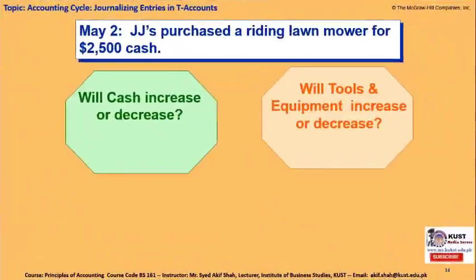Let us discuss my second entry as this example continues. On May 2nd, JJ's purchased a riding lawnmower for $2,500 cash. So our question is, will the cash increase or decrease? As we knew that JJ has purchased a lawnmower, therefore the cash level will decrease. And will tools and equipment increase or decrease? Definitely the transaction is saying that the company has purchased the lawnmower, so therefore tools and equipment will increase. So one asset has been increased and the other asset has been decreased.